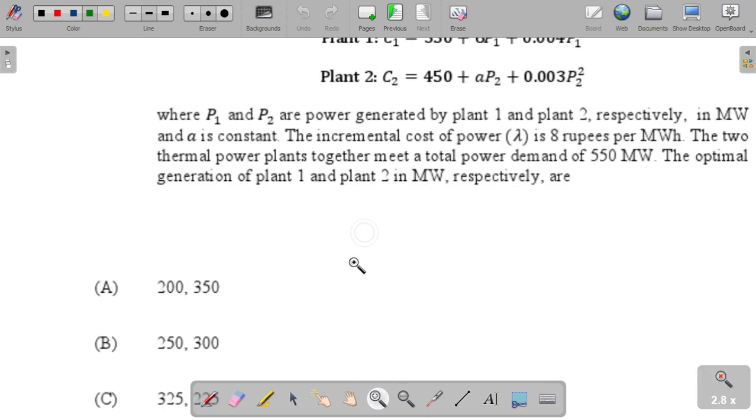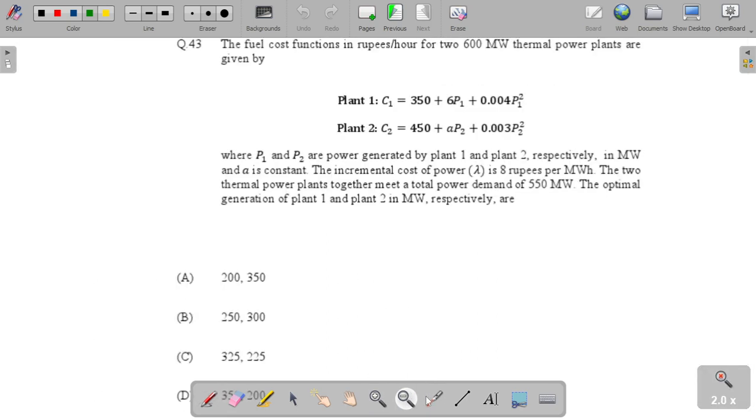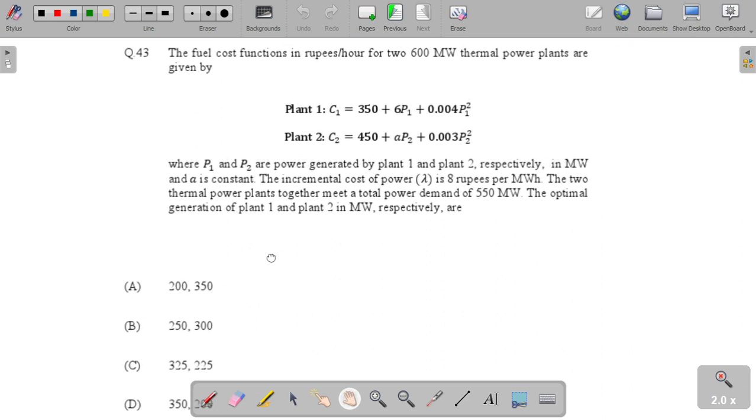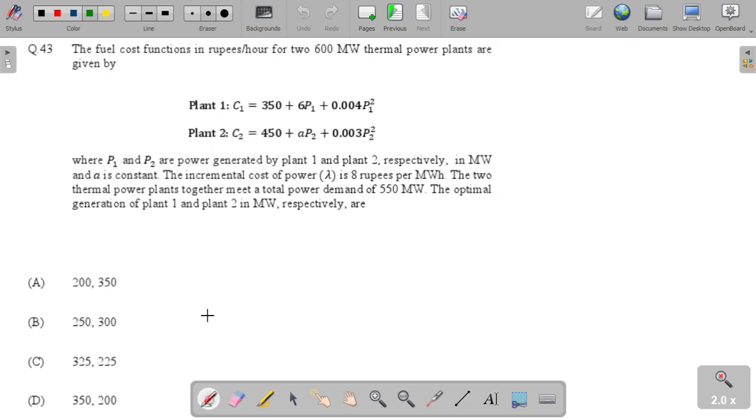So this is our last question from power system, I think. So this is question number 4.